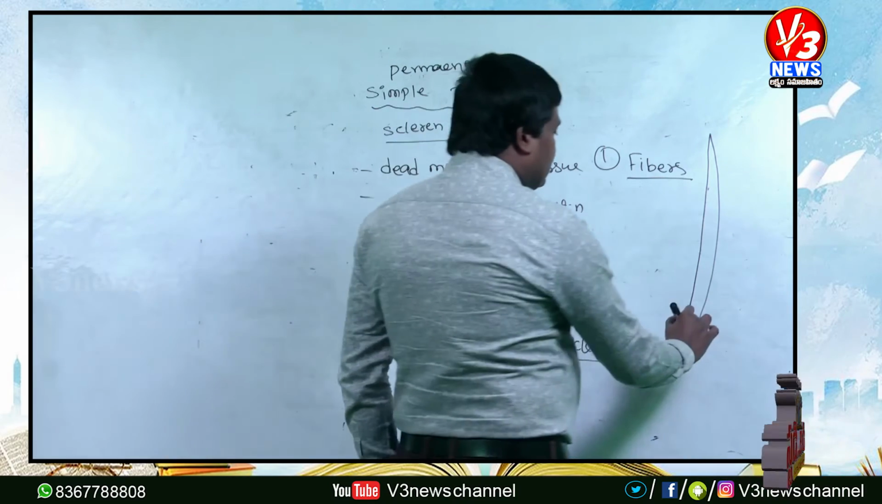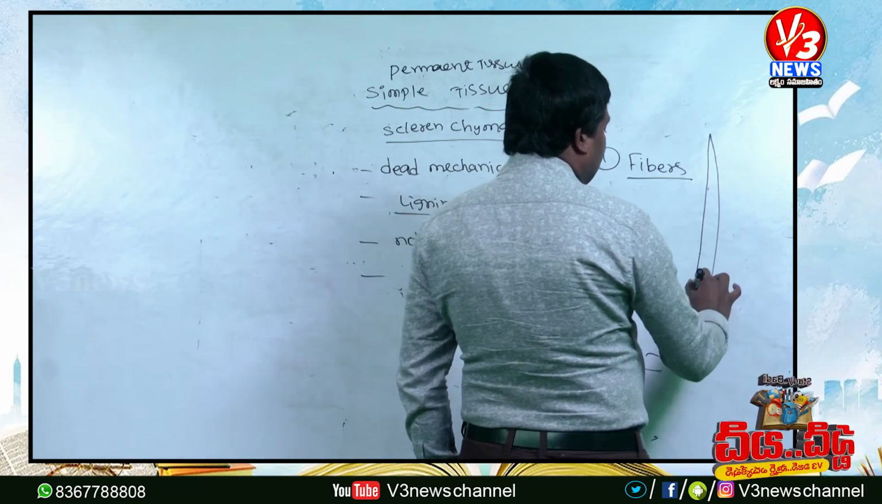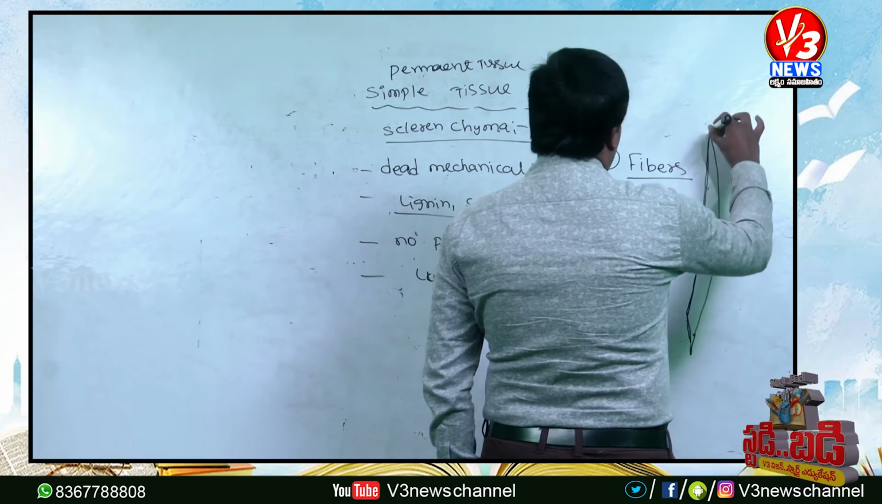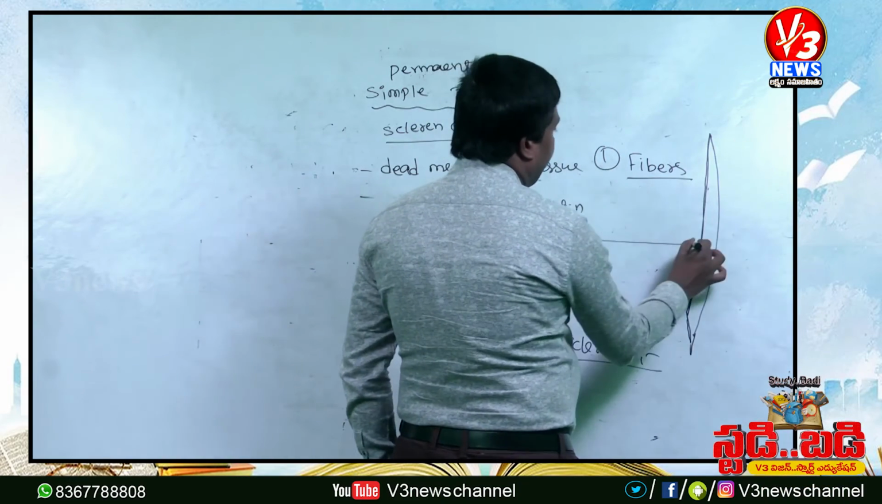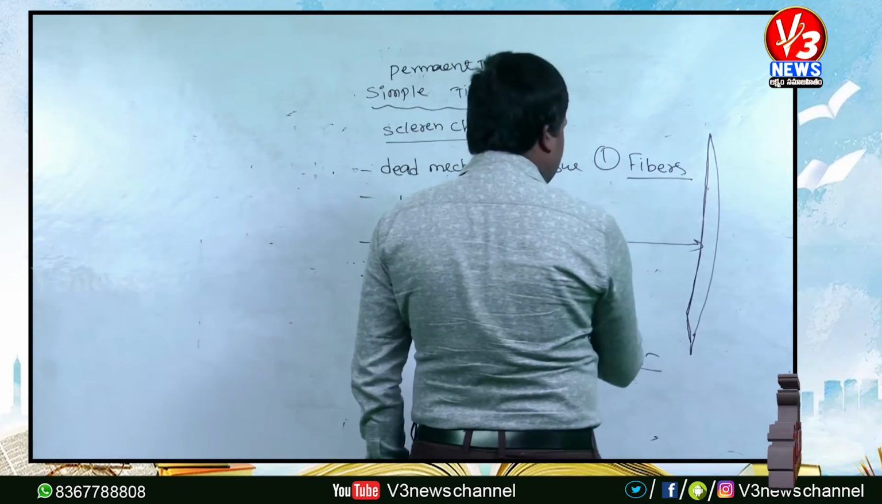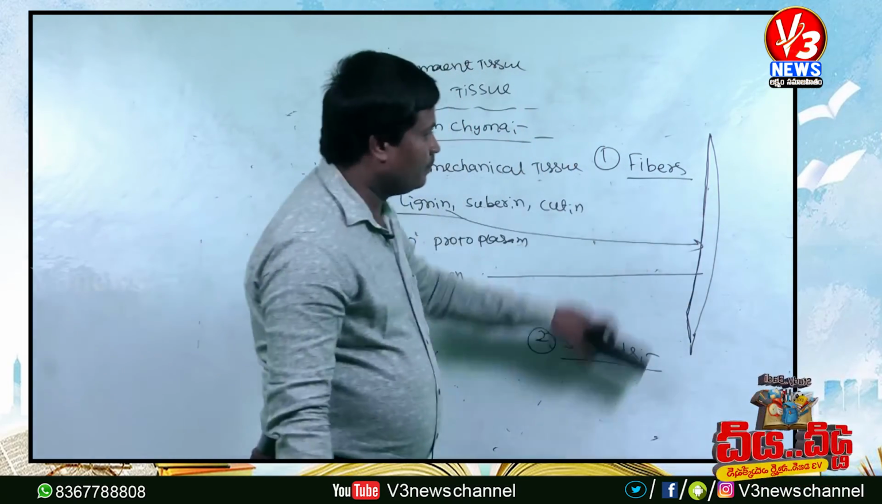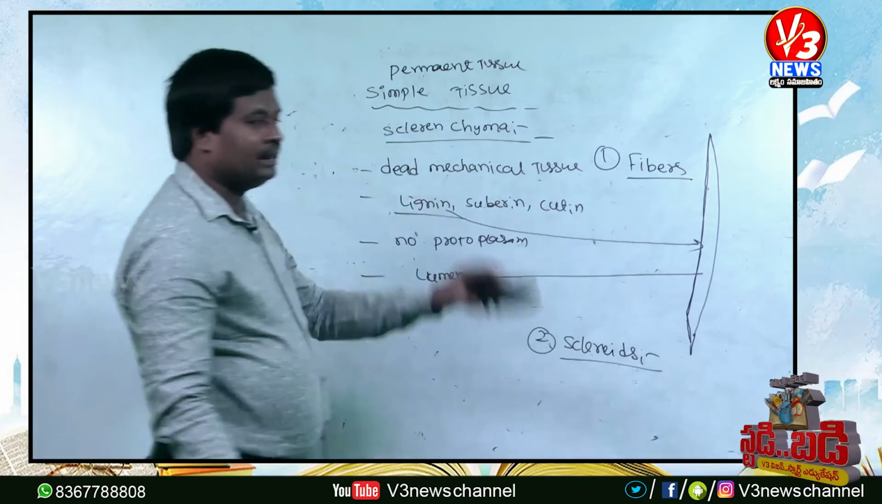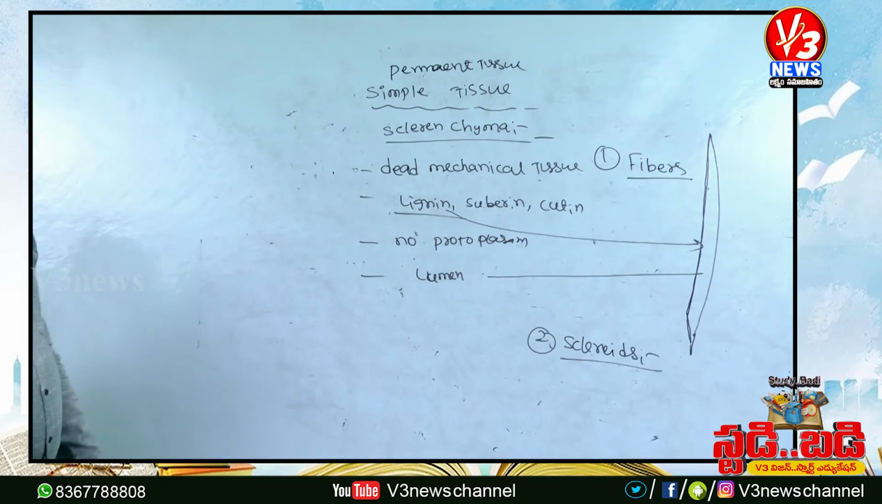These cell walls are deposited by, made up of lignin. Inside there is no protoplasm, and this total empty space is called a lumen.